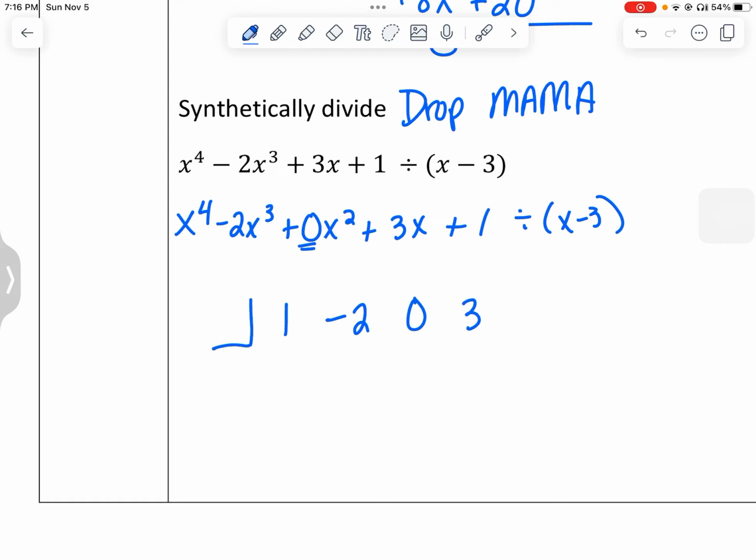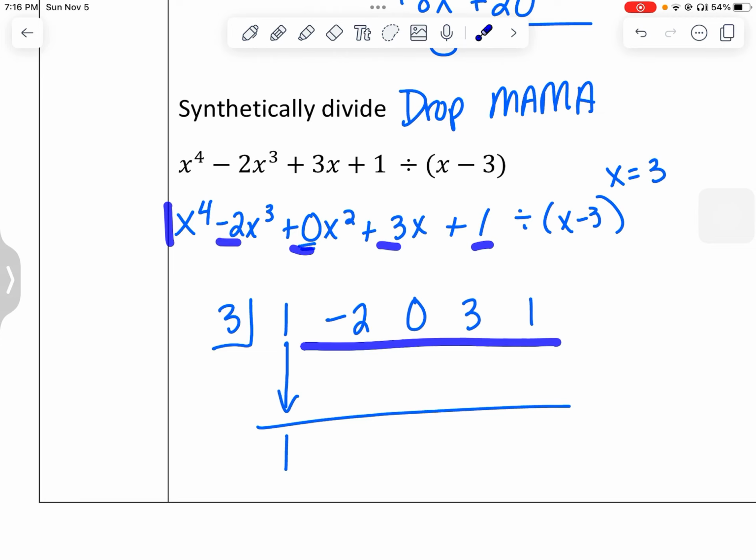And then we are going to solve this factor for x. So x would equal 3. So that's what we're going to plug in. x equals 3. And then we drop it down, and we get to do drop mama. And mama stands for multiply, add, multiply, add. I feel like my 1 got erased there somewhere. So 1, negative 2, 0, 3, 1. Those come from here. 1, negative 2, 0, 3, 1. So make sure I have the right ones.